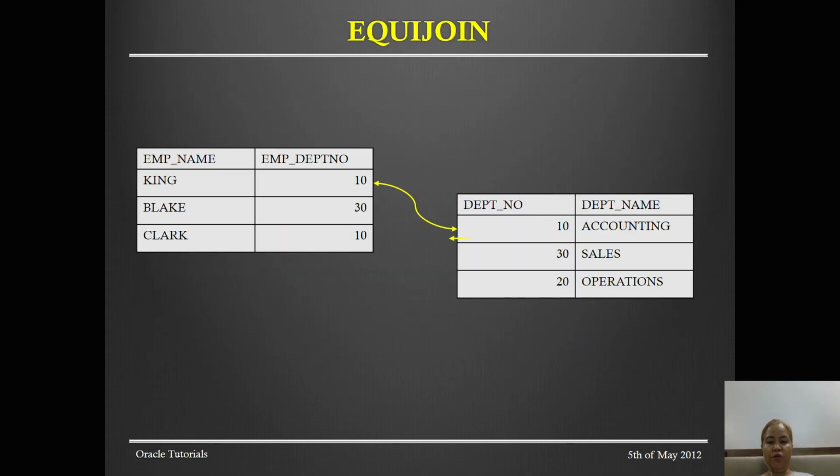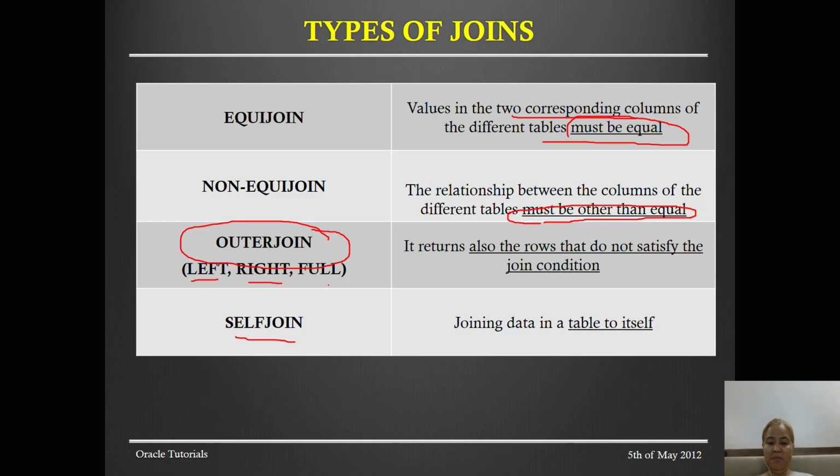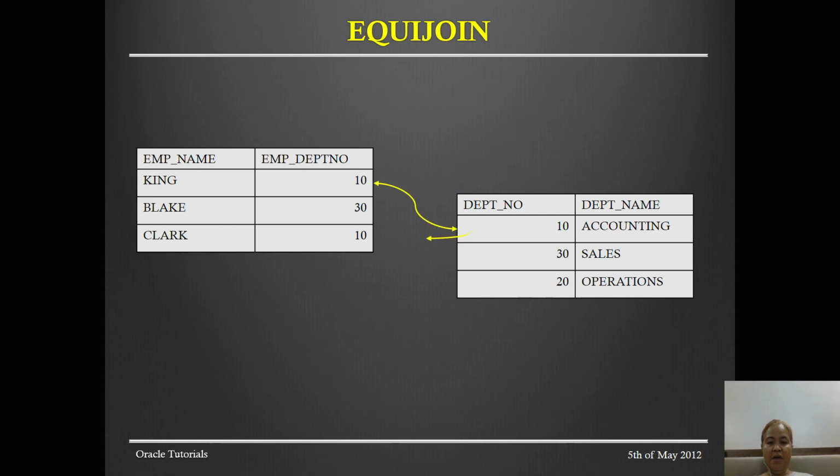So, ito yung equi-join, ito yung example. Sabi nga natin, kung ano yung laman ng isang table, it must be equal. Pansinin ninyo, meron tayong employee department number at ito yung department number. Kung mapapansin ninyo, may 10, may 10. So, dapat ay pareho. Nagkakapareho siya.